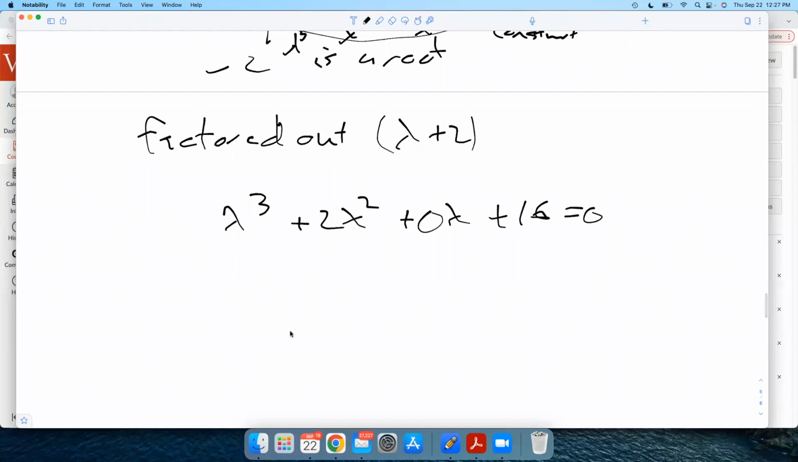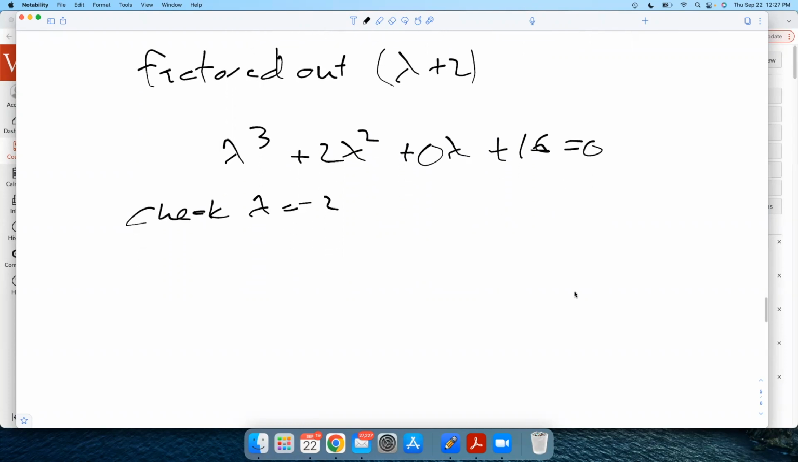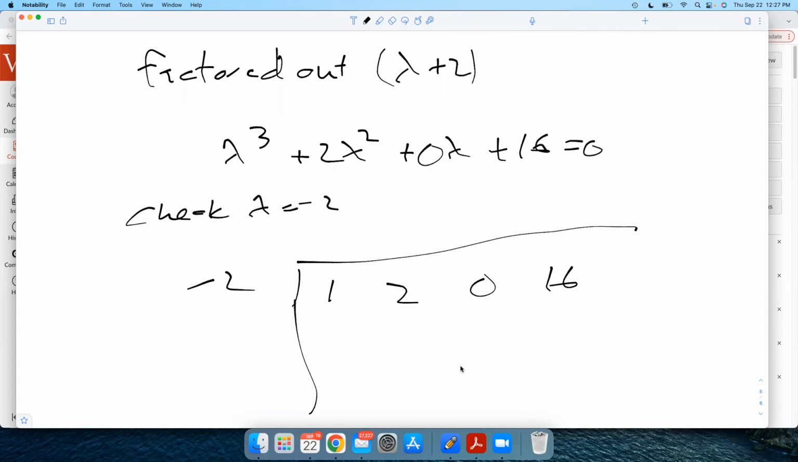And you could check yourself. Lambda equals negative 2 is another root here. Let's pull it out with synthetic division. So this will also prove it's a root, and see what we get left when we factor that out. So bring the first one down, multiply, add straight down, multiply, add straight down.